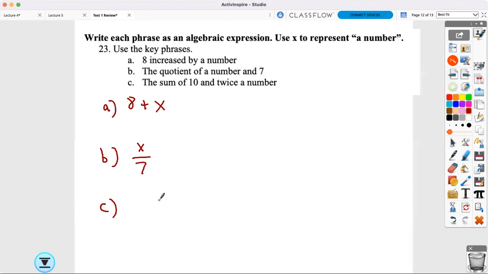Anyone? 10 plus 2x. 10 plus 2x. Correct again. Good job, guys. If this was a game show, you would be moving on to the next round. Any questions on any of these examples for 23?